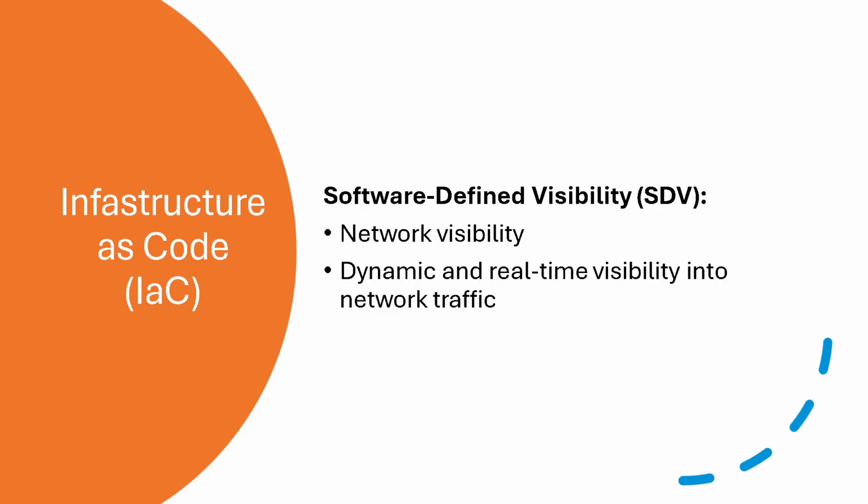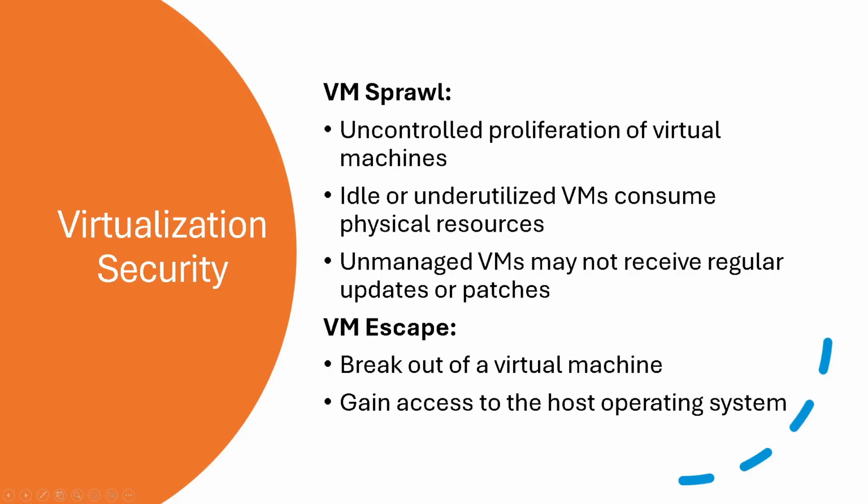An SDV gives us dynamic and real-time visibility into the network traffic, allowing us to respond quickly in case of an anomaly in the network. It also simplifies network management by automating visibility tasks and integrating with other network management tools.